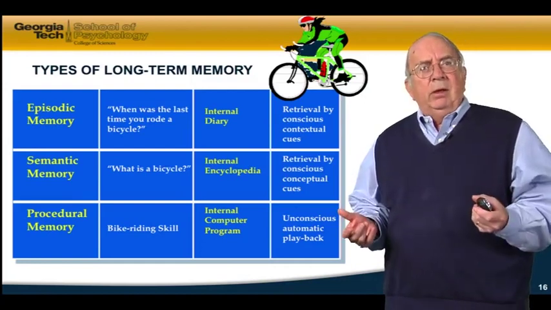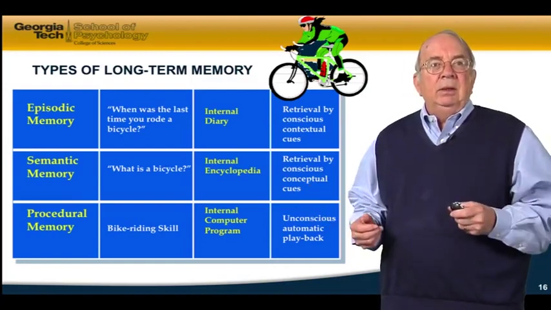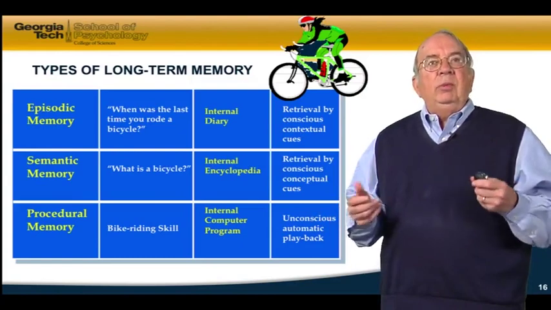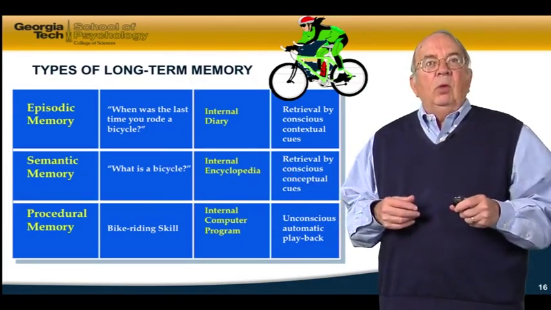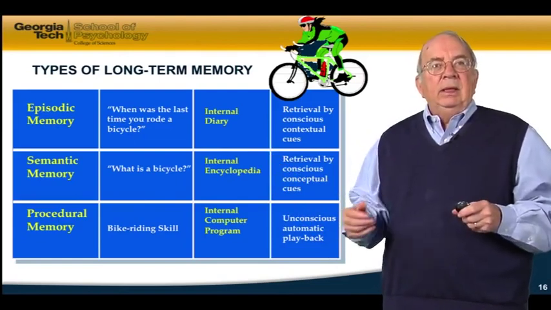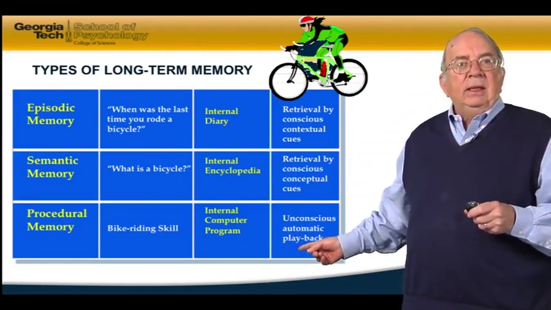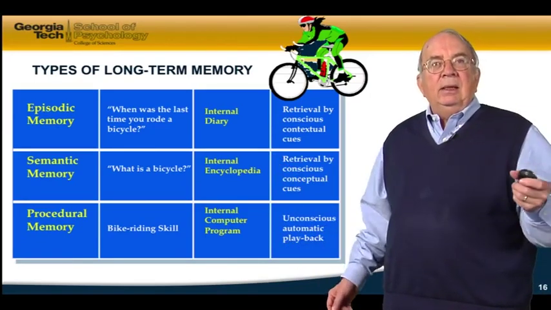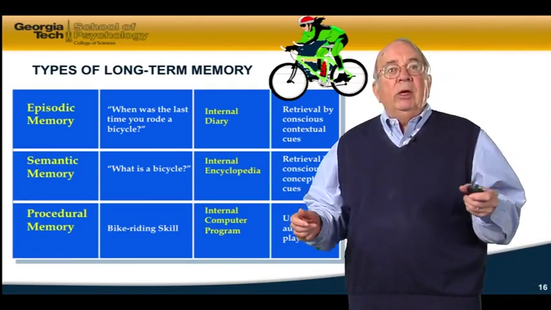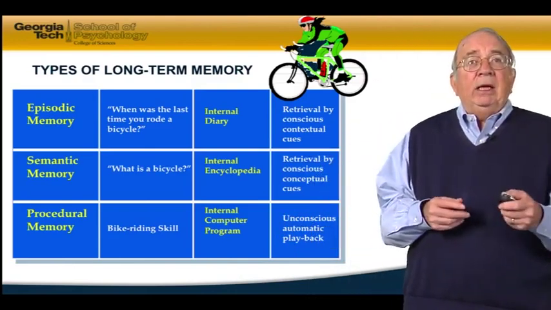We don't know what we learned, we just know how to do something. I like to think of that as an internal computer program. You start the program, and the algorithm works, and you ride the bicycle. It's unconscious, it's automatic, we just know it, and it's like a playback of what we did when we learned how to do that skill, like riding a bicycle.